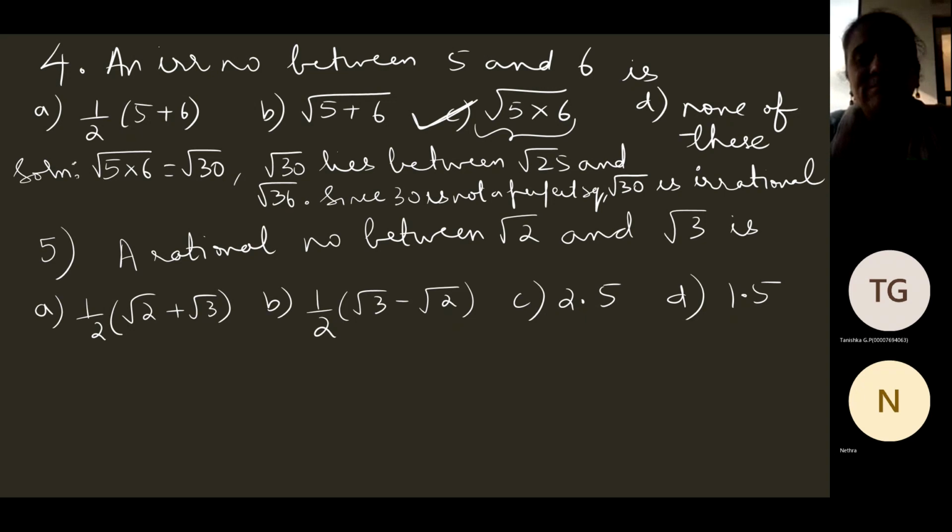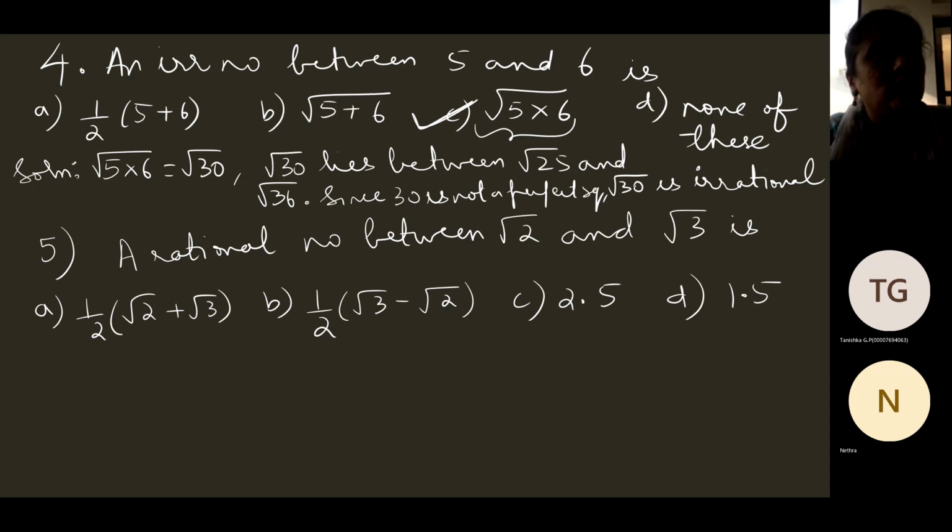Next one, a rational number between root 2 and root 3. A rational number, not irrational, between root 2 and root 3. So forget option A. Option A is irrational because root 2 is irrational, root 3 is also irrational, so the sum will also be irrational. So leave that. Root 3 minus root 2, irrational. So leave that. Then we have only 2.5 and 1.5, because the first and second options are irrational.